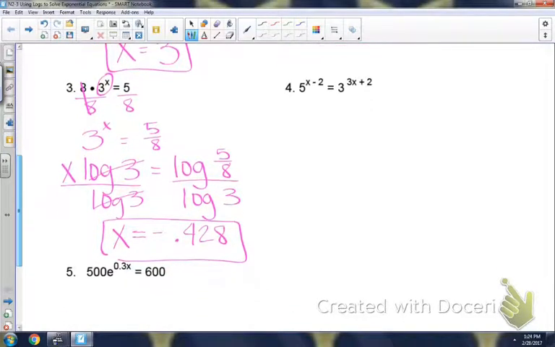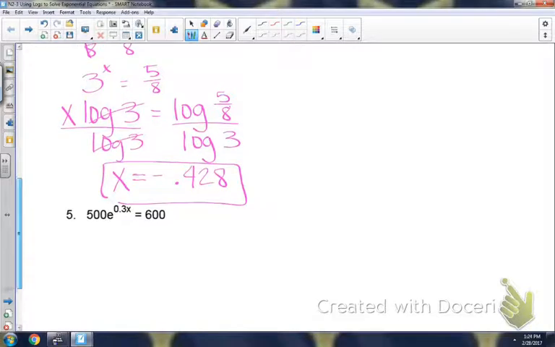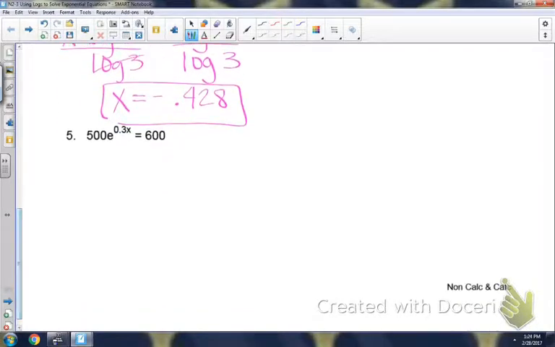Alright, let's go ahead and go to 5 and then we'll come back to 4. Okay, so 5, we want to isolate the base with the exponent. The base is e, the exponent is 0.3 to the x. We have to isolate it, so the first step is going to be divide by 500.